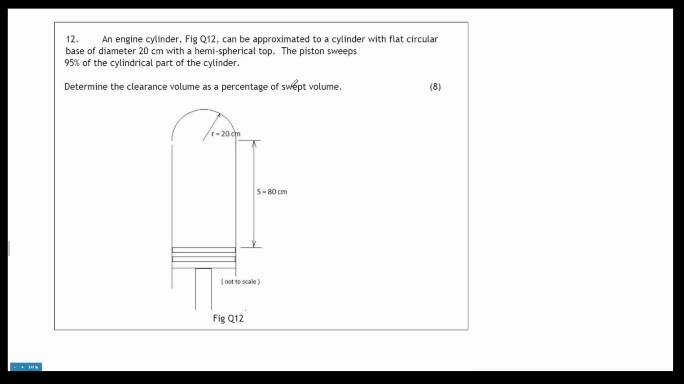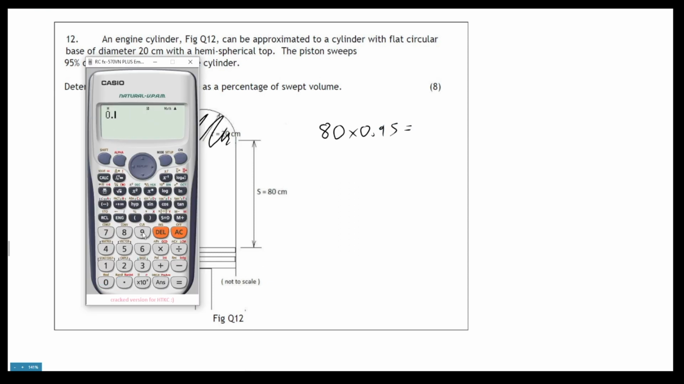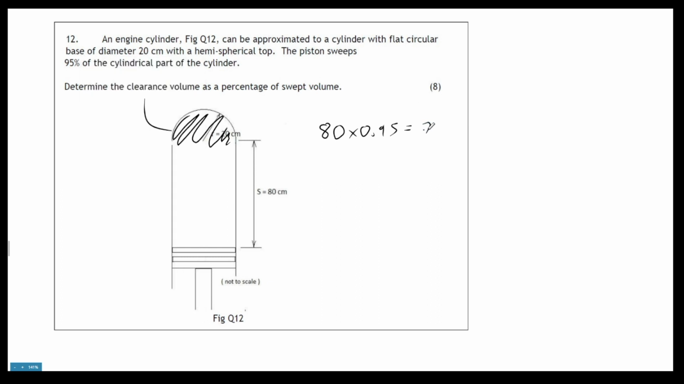So the clearance volume is the bit that the piston does not go into. It stays up here, so it'll be this chunk up here. This will be the clearance volume, and then the swept volume will be 95% of that. I can do that right now. It'll be 80 centimeters times 0.95, because that's how you do a percentage calculation. 0.95 times 80 gives me 76 centimeters. So it will sweep up to 76 centimeters, like up here, and then it's going to stop sweeping.